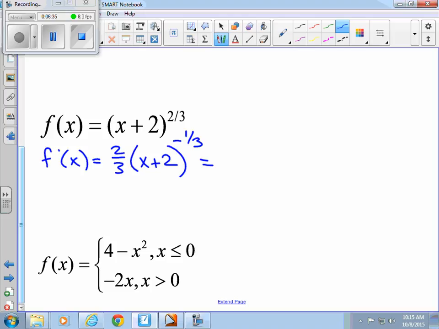What is a negative 1/3 power? Cube root on the bottom. So this is really 2 over 3 cube roots of x plus 2.